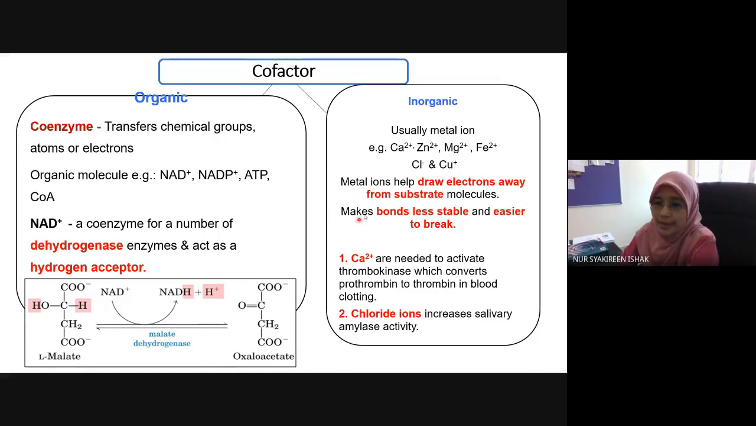So you can have calcium ions. Calcium ions are needed to activate thrombokinase, which converts prothrombin to thrombin in blood clotting. So calcium ion is needed in the blood clotting mechanism. And for the chloride ion, it increases the activity of the enzyme amylase, salivary amylase. So in order for the amylase to work, it needs chloride ion.